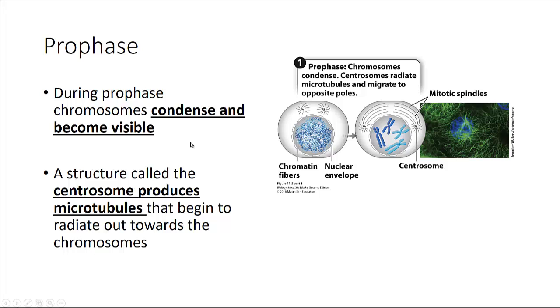During this stage, a structure called the centrosome produces microtubules, these little spindle-like structures that we see here. They're kind of like little arms or tentacles, and they radiate out from the poles of the cell towards the chromosomes in the middle. In the next stages, we'll see what those start to do more and more. Initially, though, the centrosomes are producing these little arms that will branch out and grab hold of the chromosomes. And in prophase, those are just being produced.